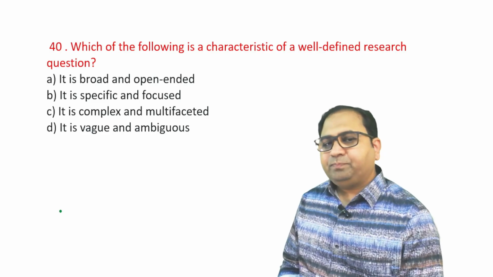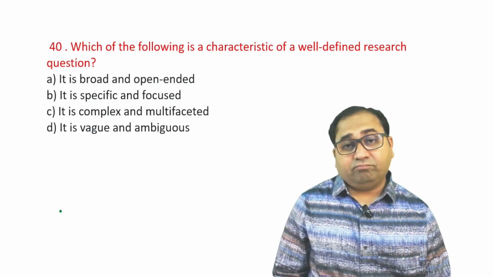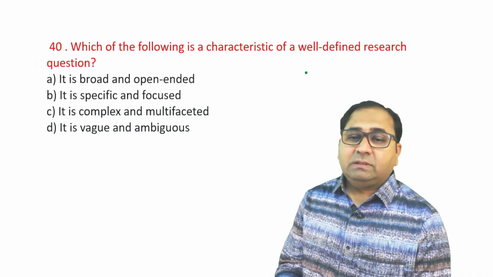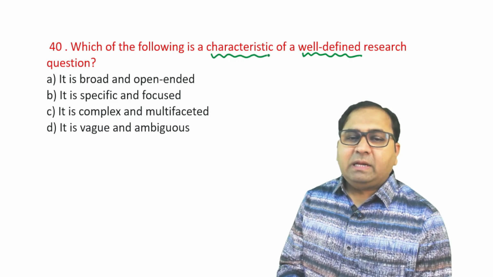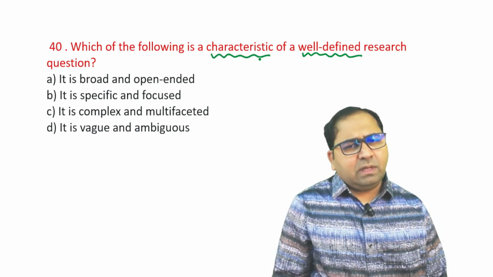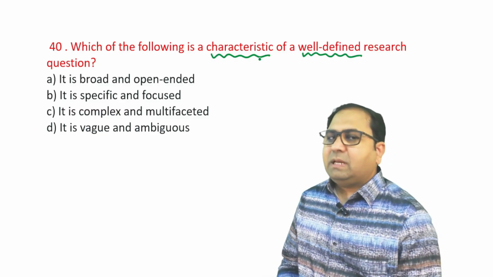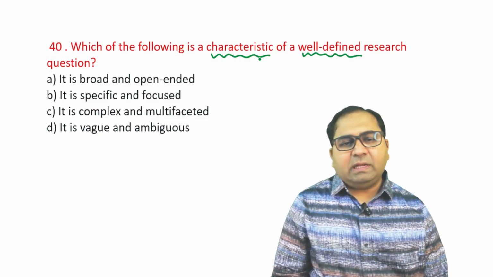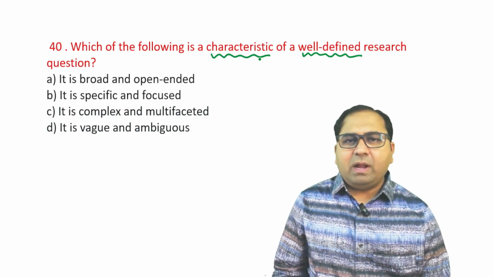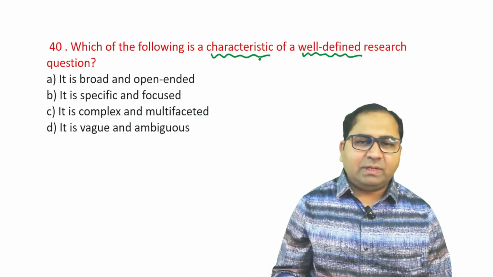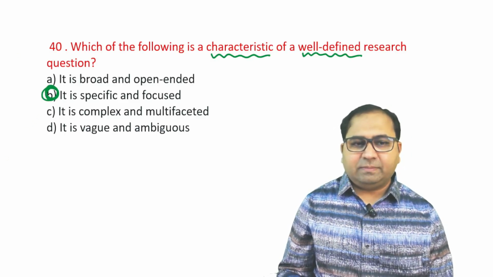The next question. Which of the following is a characteristic of a well-defined research question? Let us see the options. A, it is broad and open-ended. B, it is specific and focused. Or C, it is complex and multifaceted. Or D, it is vague and ambiguous. The characteristic of a well-defined research question is to be to the point. You have to be very specific and focused. This is the answer for this question.